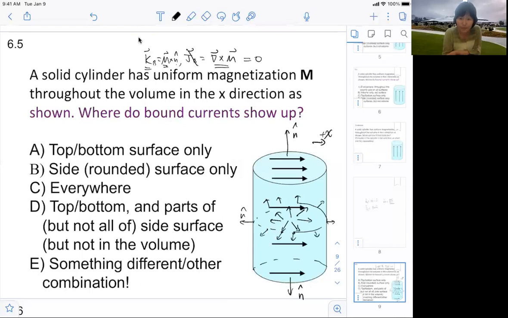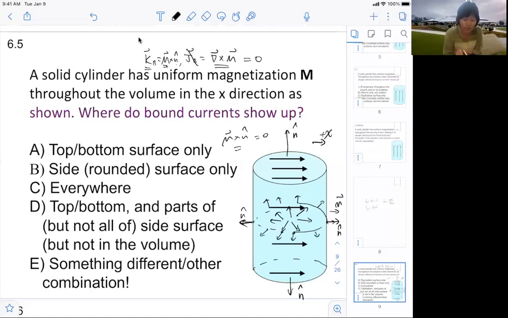Wouldn't it be everywhere along the side surface? It will be everywhere along the side surface except where m and n are in the same direction, right? So this is m. At the edge, they're in the same direction. On those 2 points, the cross product is 0. So it's everywhere except at those 2 edges.